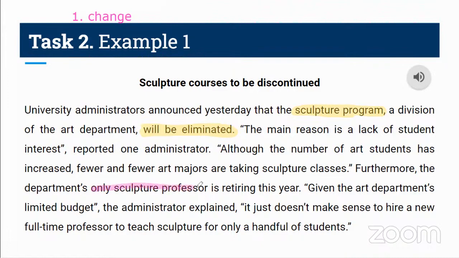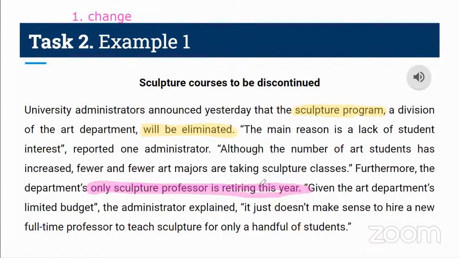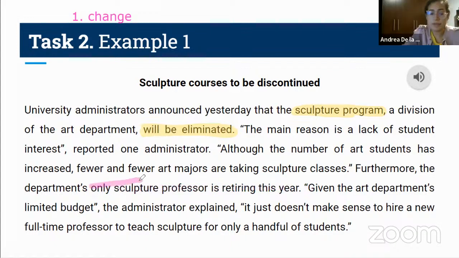The number of students. Okay, what about the number of students? It's a lack of art students. Exactly. There's a lack of students that are taking these sculpture courses. So for the university, it just doesn't make sense to continue with the courses if there are not a lot of students interested in the course, right? So lack of students or lack of students' interest, right? All right. So those are the two reasons, right? We only have two reasons.